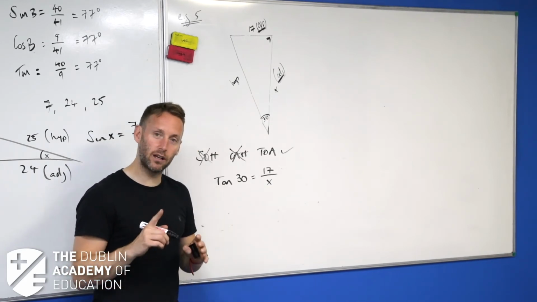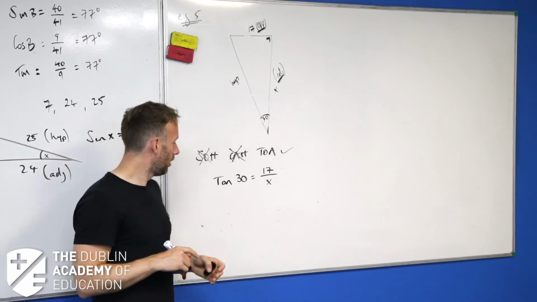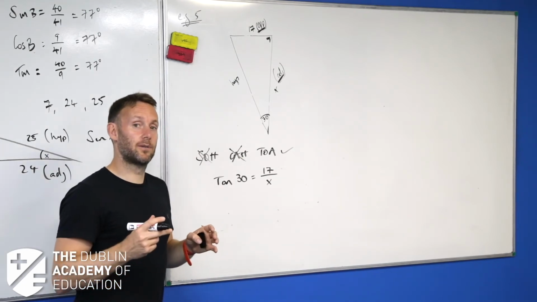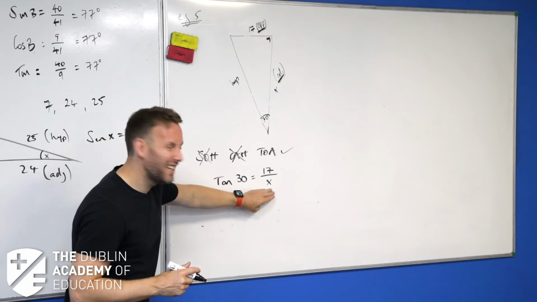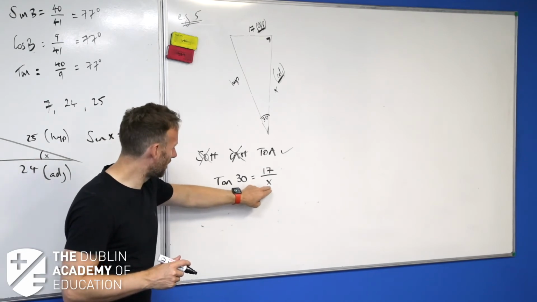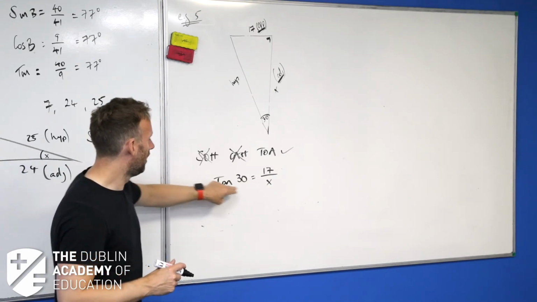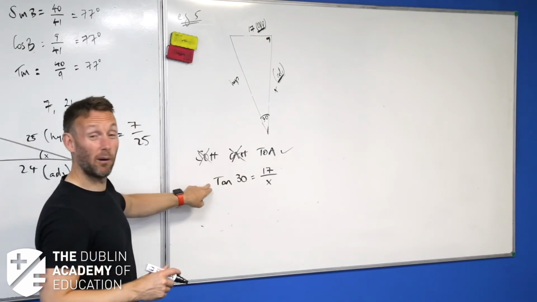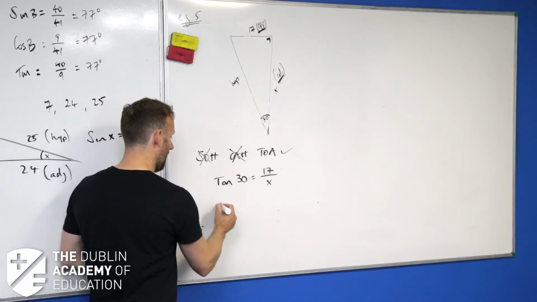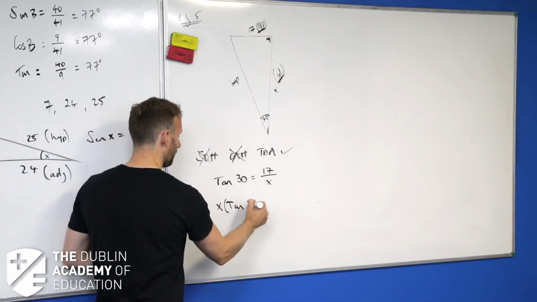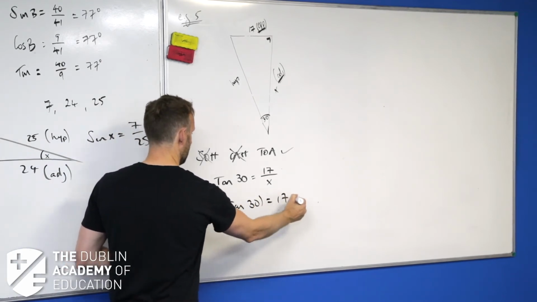So just be careful when you're changing it about. I would do it in 2 steps. I'd ask myself, I want the x on its own, but it's dividing there, so what do I need to do? I need to bring it over here. If it's dividing there and we bring it over, it'll be multiplying. So x multiplied by tan 30 equals 17.